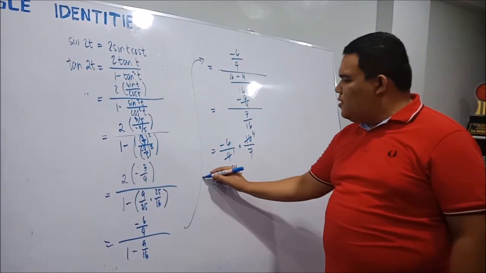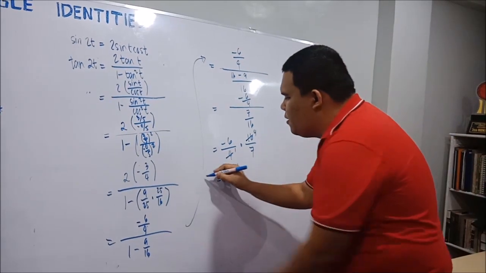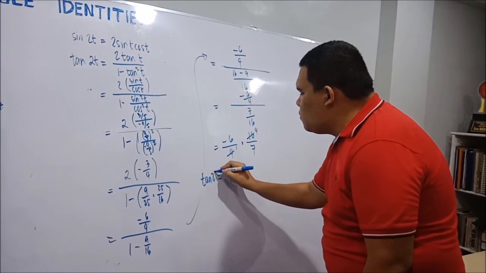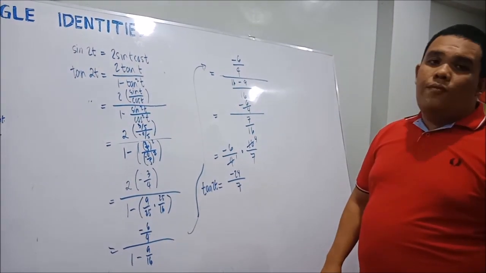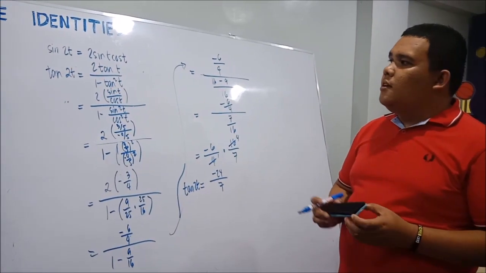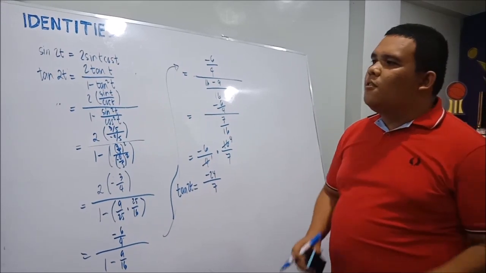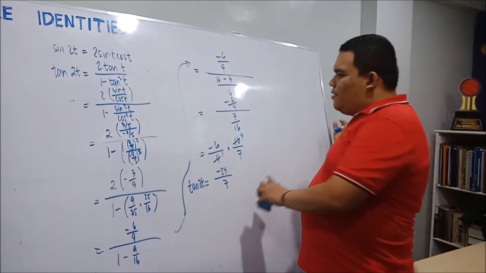So our value for tangent 2t, the exact value for that, is negative 24 over 7. We'll go to another problem.